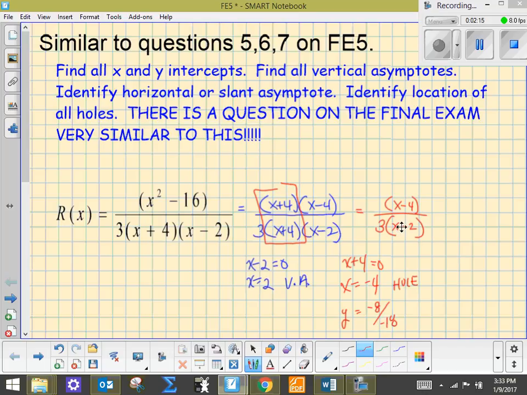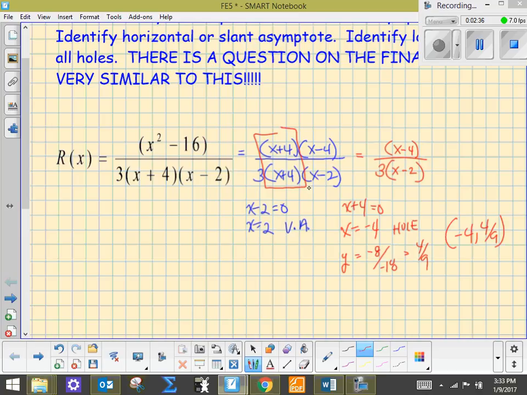Just double checking that: 6 times 3 is 18, negative, yeah. Both reduced by 2, so I get 4/9. So I have a hole at negative 4 comma 4/9. Just be careful with that. That's the one intricacy that's a little bit different. You just can't blindly approach them and say, I'm always going to set bottom equals 0, set top equals 0, that kind of stuff. You've got to look for those locations.